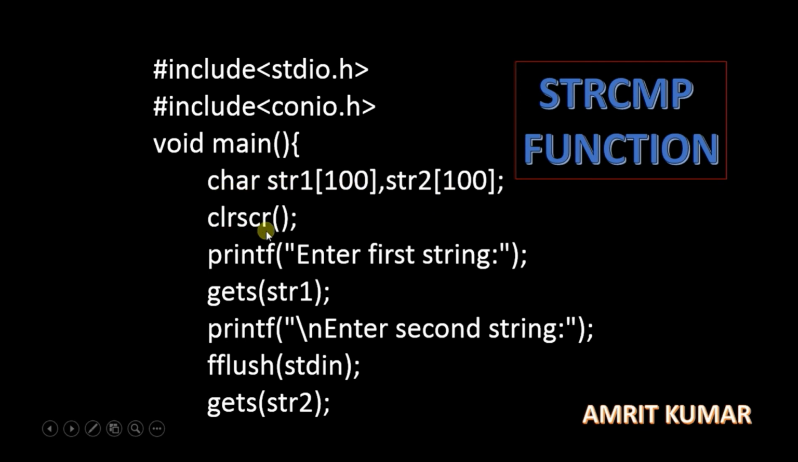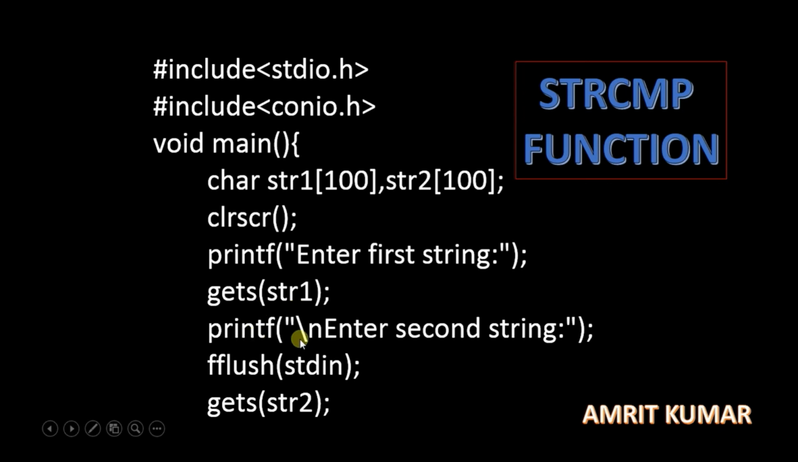After this I am using the clrscr function, whose work is to clear the screen. Then I am printing a message through the printf function, 'Enter first string', so that the user understands they have to enter a string. Then the user enters the first string, and I store it in the str1 array with the help of the gets function. The gets function is similar to scanf; its work is to get a string from the keyboard.